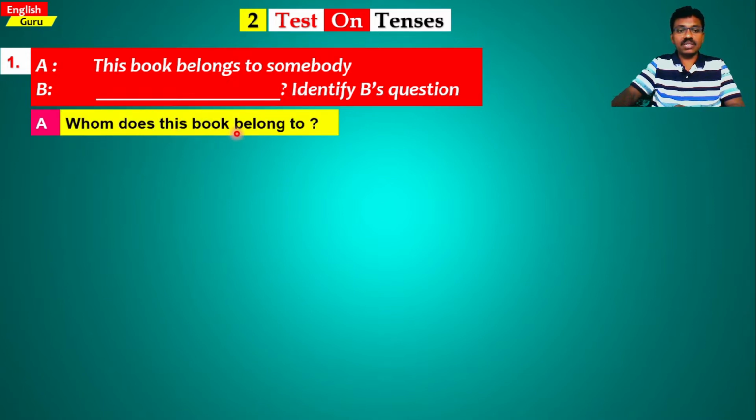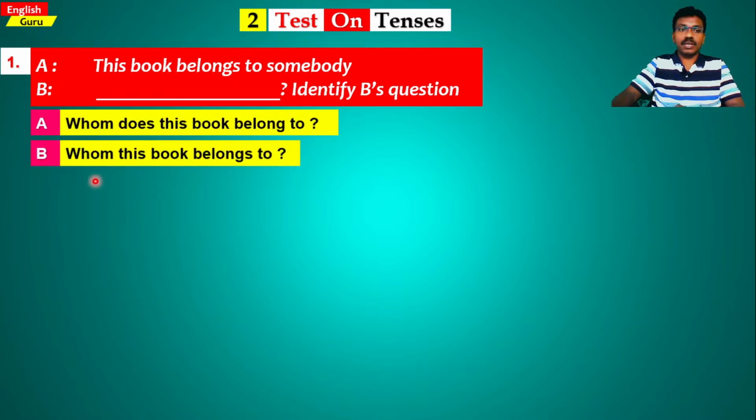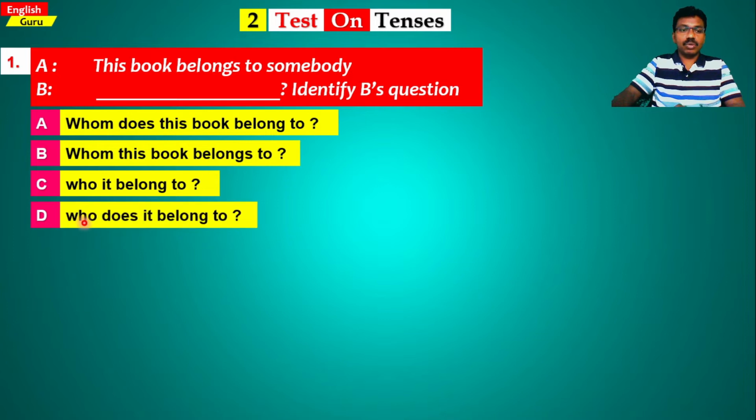A, whom does this book belong to? B, whom this book belongs to? C, who it belong to? D, who does it belong to? These are the four options given, and let us see which question fits the given blank. The first one, A, whom does this book belong to? This is fine, it looks very nice, correct.